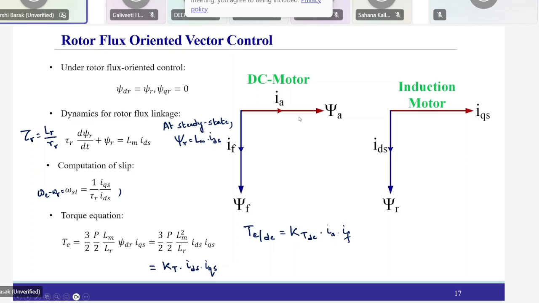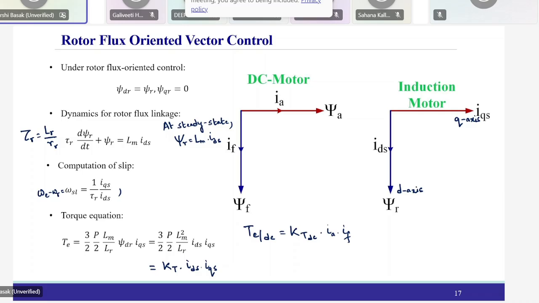Okay. So here you will see if you try to decouple between D and Q axis, this is my Q axis, and this is D axis. If you go for rotor flux oriented control, then this will be the torque expression, and you can straight away control torque by means of IQS, keeping IDS fixed. If you keep IDS fixed, your psi R will remain fixed and your Q axis will become the torque producing component, and you can just control torque by keeping psi R fixed.